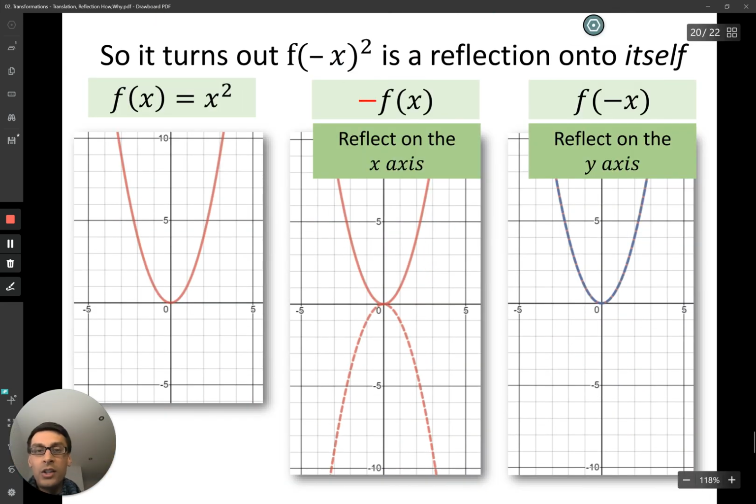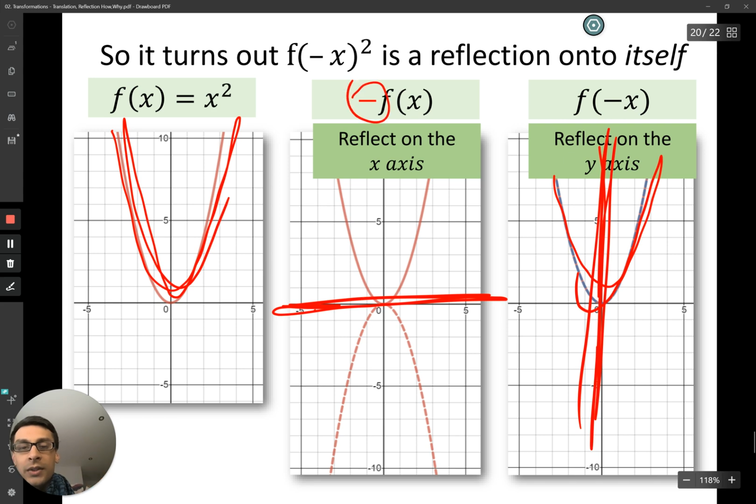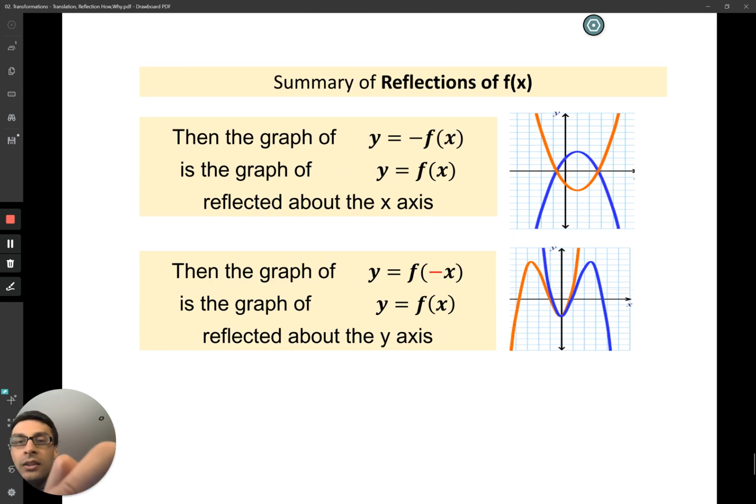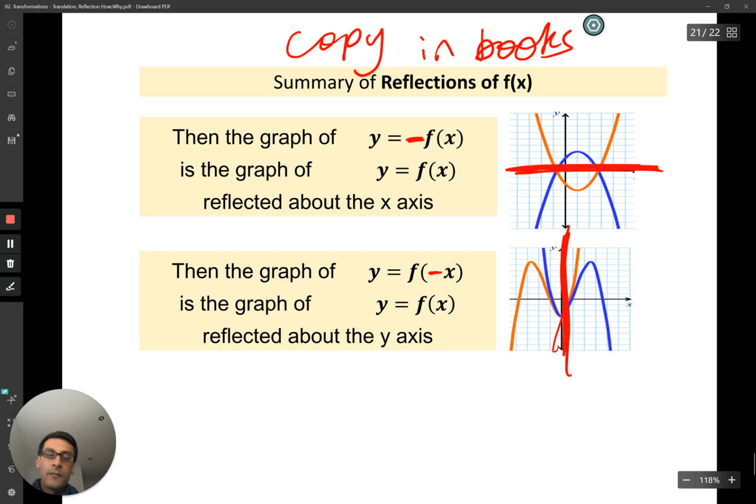So the original reflection we did with quadratics, actually, the original quadratic just reflected onto itself through the mirror line, just like that. And then when you're reflecting, when the negative sign is outside the bracket, you're reflecting on the x-axis like this. So this is what you need to copy into your books. So copy in books. When you have a graph f of x, if the negative sign is on the outside, you reflect around the x-axis. If the negative sign is on the inside of the bracket, you reflect about the y-axis. Okay, so make a note of that.